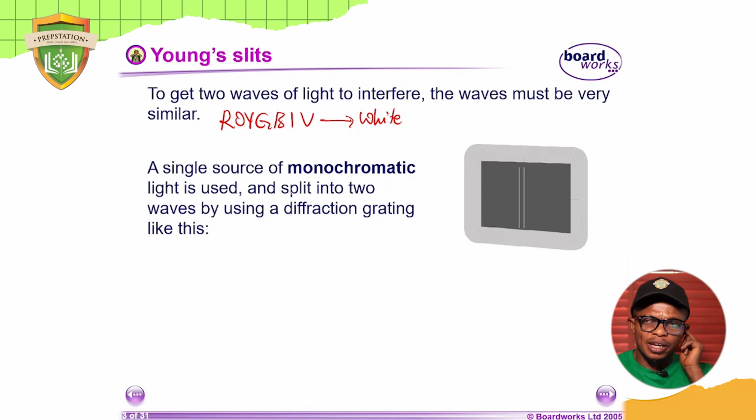Now, if you are using that for the experiment, what happens? You can split that light into two by using a diffraction grating. Now, apart from the diffraction grating, let me add this. You can also use what is called double slits. Double slit means two openings. Okay, this is the double slit. Now, a double slit can give you two waves. It will not appear as if you are using two sources of waves. So, if I'm using a double slit, I can actually demonstrate interference with respect to Young's slit.